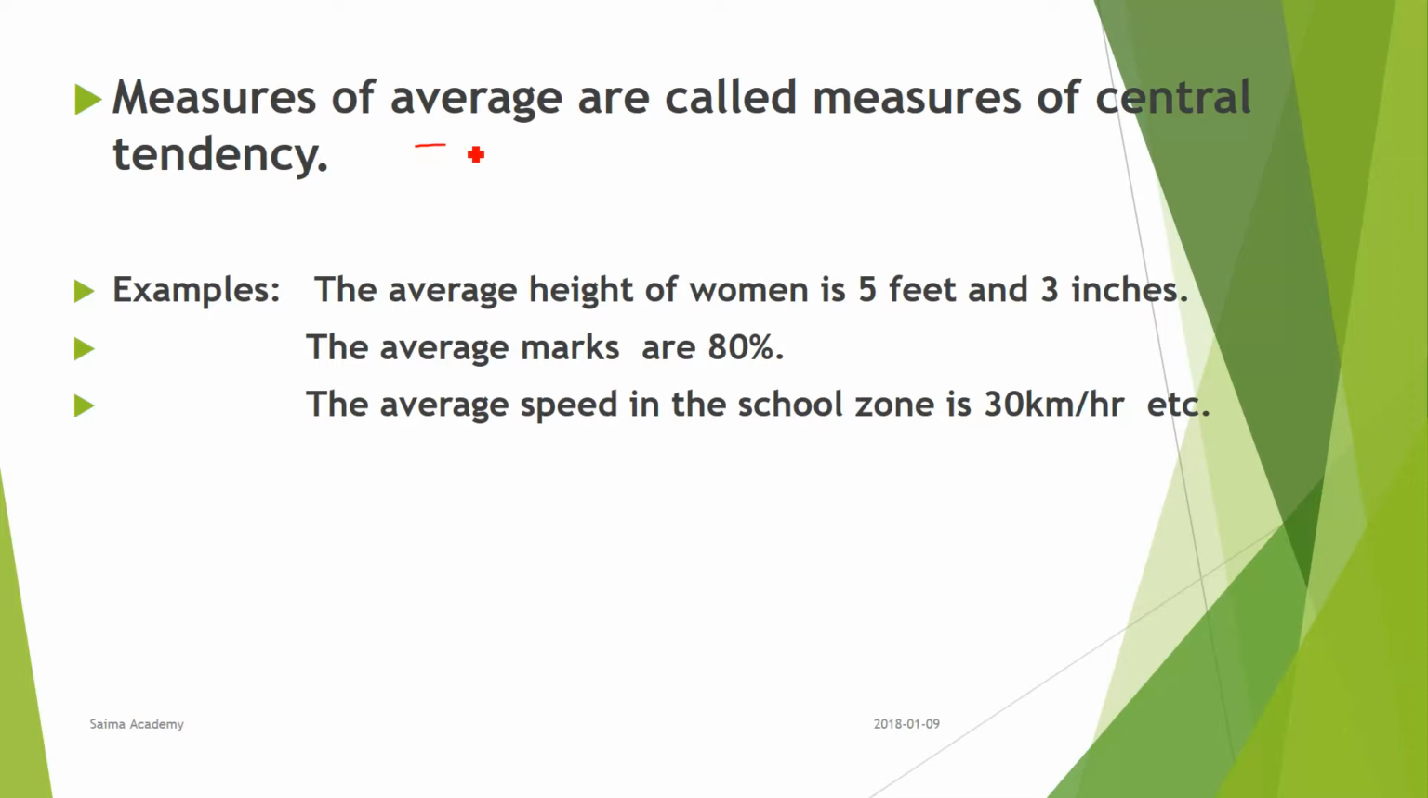Measures of average, right? The focus is on the word average. Suppose you have listened to the word average many times. Examples are: the average height of a woman is 5 feet and 3 inches. The average marks are 80% or 90%. The average speed in the school zone is 30 kilometers per hour, right? This is the average. So when we measure the average, these are called the measures of central tendency.